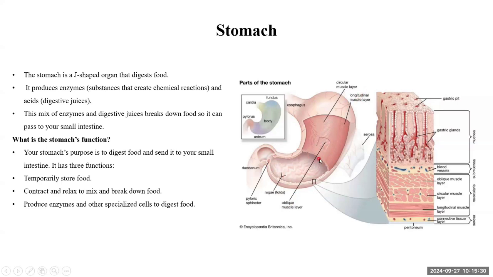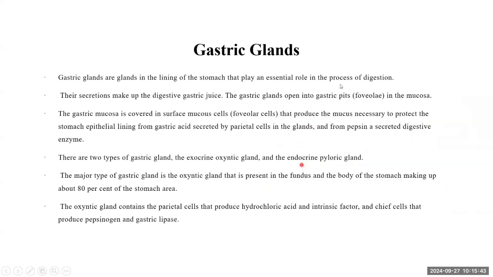One more thing, the stomach is basically composed of 2 to 3 layers. The outer layer is called the serosa, then comes the muscular layer, and the innermost layer is called the mucosa of the stomach. Then we're going to probe into the different gastric glands that are present in the stomach. Gastric glands are basically small clusters of cells that are specialized to release specific substances such as gastric acid and enzymes. So gastric glands are the glands in the lining of the stomach that play an essential role in the process of digestion.